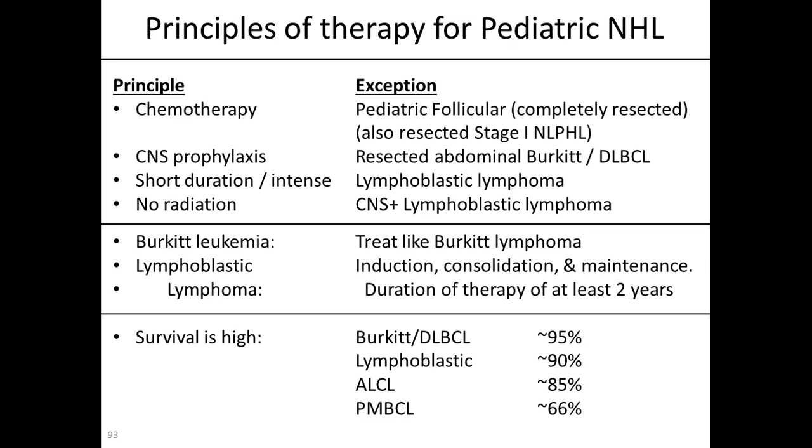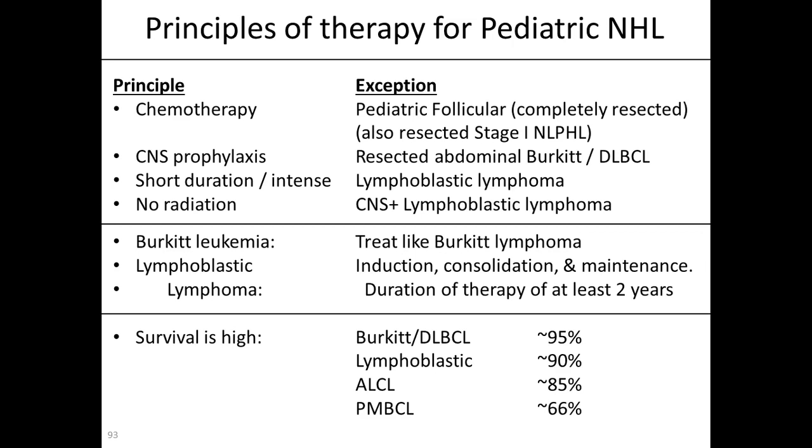CNS prophylaxis is standard for all, with the exception of a completely resected abdominal Burkitt or large B cell. Therapy is of short duration and it's very intense, with the exception of lymphoblastic lymphoma, which we treat more like leukemia. We do not give radiation for non-Hodgkin lymphoma. The exception might be CNS lymphoblastic lymphoma on certain protocols, or treatment of an anterior mediastinal mass that's symptomatic and you need to use radiation before steroids.